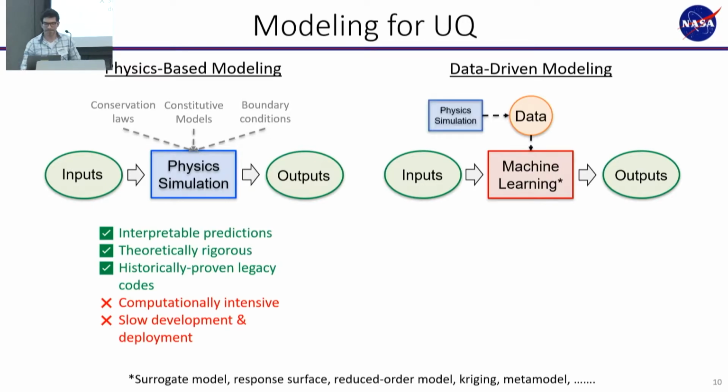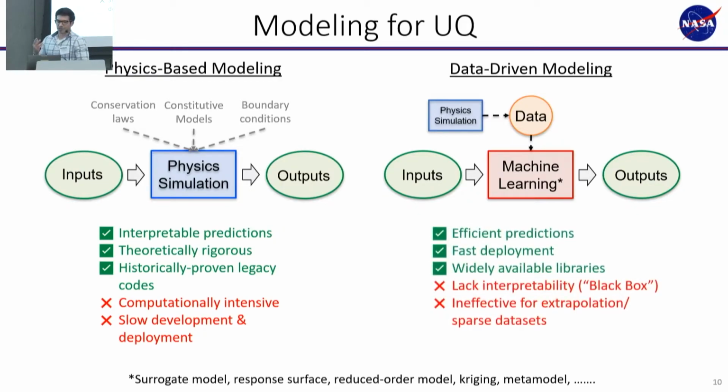So, in this context of using machine learning for uncertainty quantification, we're usually assuming that the data that we have is coming from the original physics simulation. So in that case, we refer to the machine learning model as a surrogate model or response surface or metamodel, essentially a replacement for that original physics-based simulation. So strengths and weaknesses here.